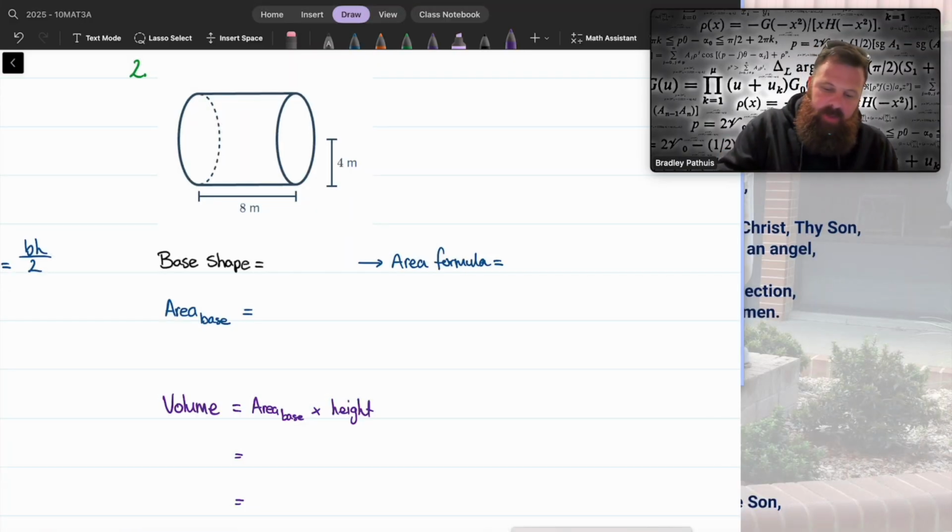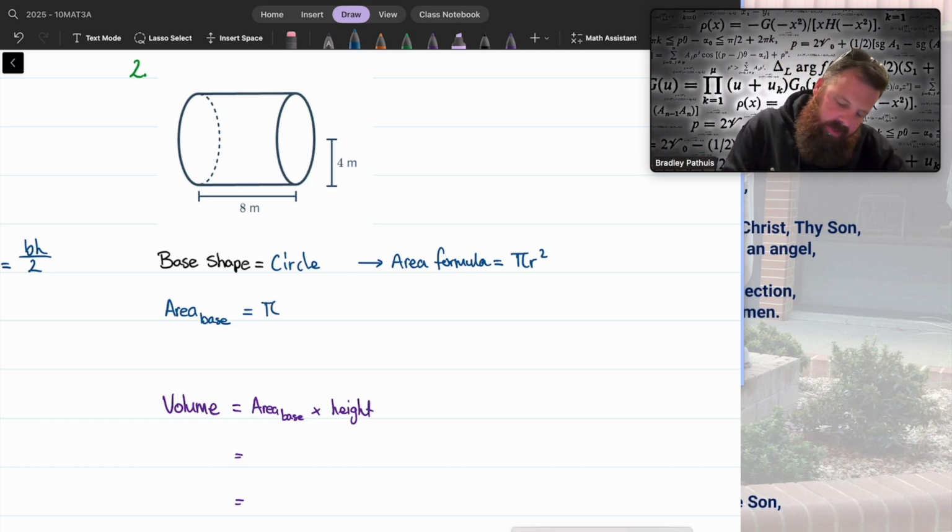And if we have a think about this wannabe prism, this cylinder, what's its base shape? Well, its base shape is a circle. So now what we need to do is, well, what's our area formula for a circle? Well, our area formula for a circle is pi r squared. So let's go through. What is the area of our base?